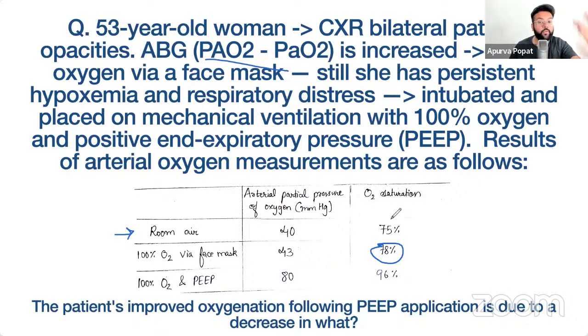Initially, when the patient is breathing on room air, her oxygen saturation is 75%. When you give 100% oxygen by face mask, her oxygen saturation becomes 78%. When you give oxygen and you increase the PEEP, positive end expiratory pressure, that oxygen saturation rapidly increased from 78 to 96%. Of course, we are doing all these things when the patient is intubated. You intubated the patient and then you increase the PEEP. Why can PEEP increase the saturation here?